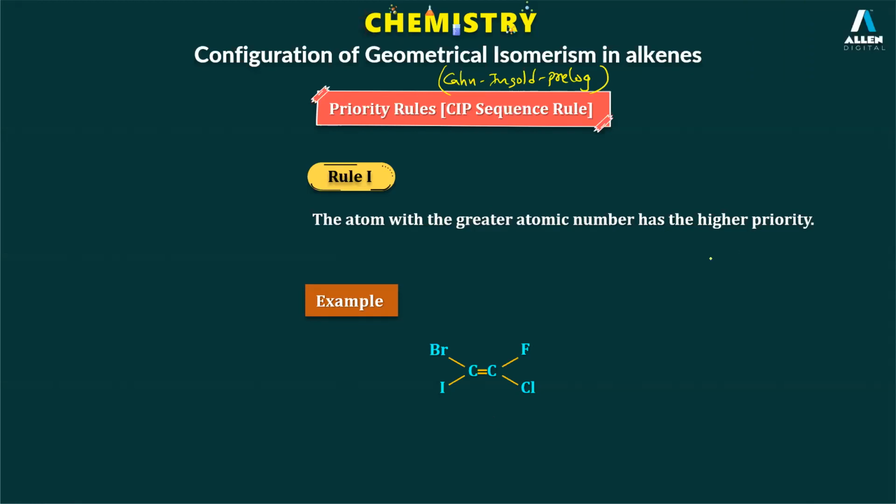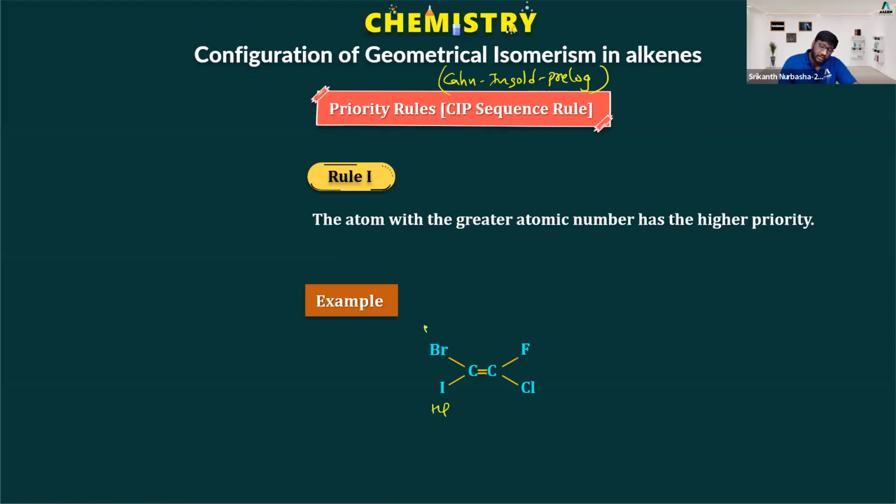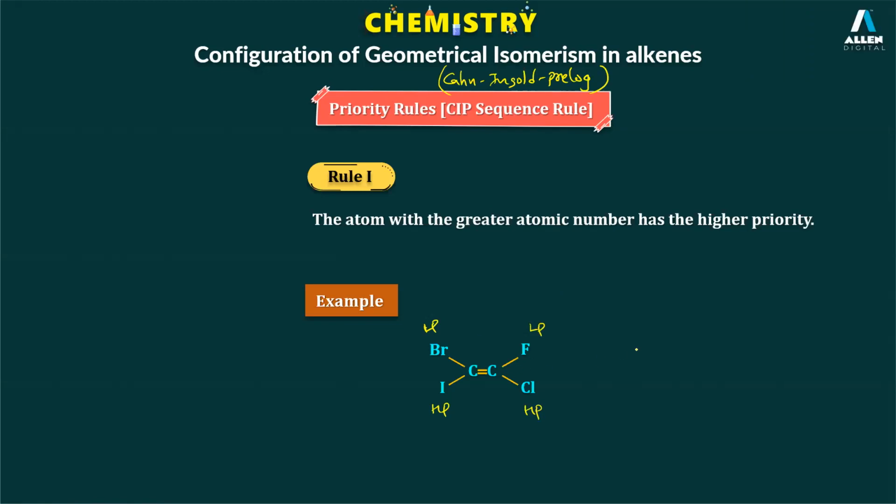Iodine has the highest priority, then bromine, which is low priority. Between fluorine and chlorine, high priority will be for chlorine, low priority will be for fluorine. So what is it? Z. So what is the name of this compound?